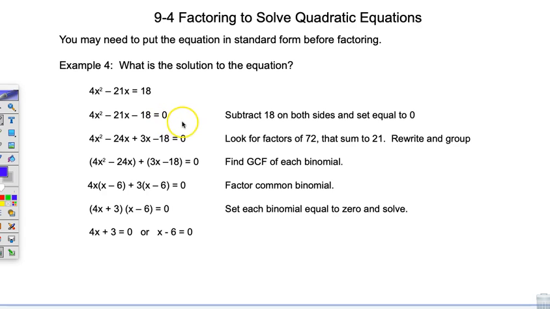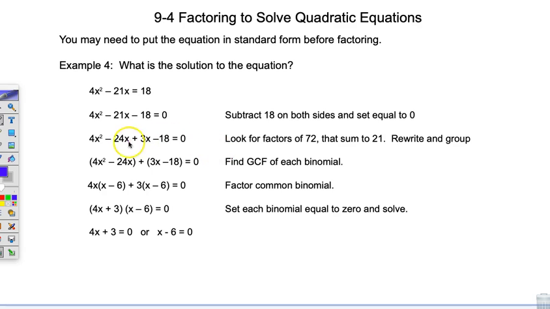Now these are a little bit more challenging to do because our a value, you can see, is something other than 1. So the best way to do these that we learned in chapter 8 was to, again, take our a value, multiply times our c value, and that's going to give us a 72. So we're going to look for factors of 72 that would sum to 21. And then we'll rewrite it and group it using 4 terms.